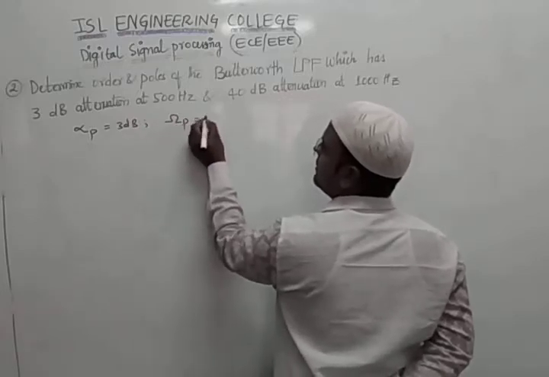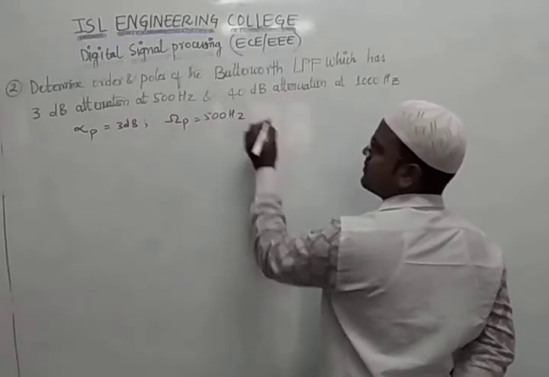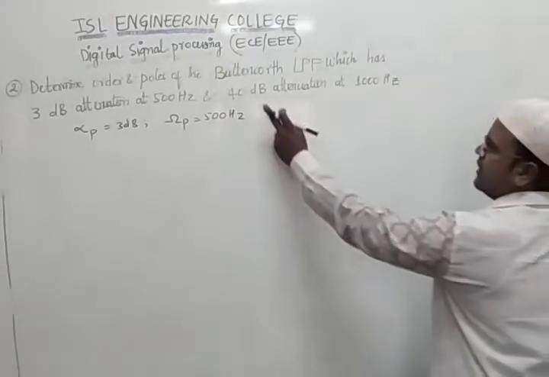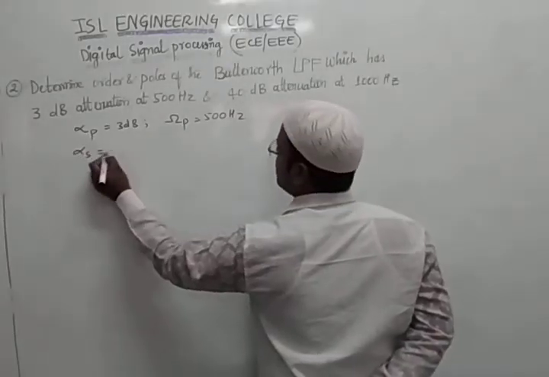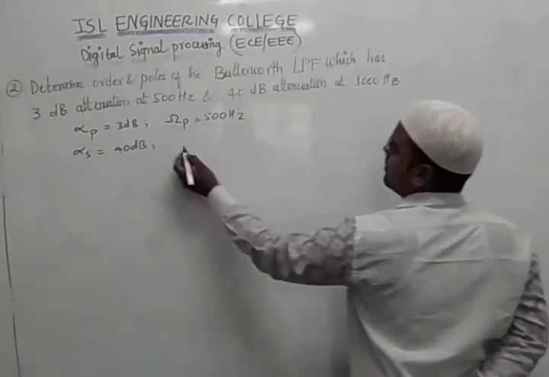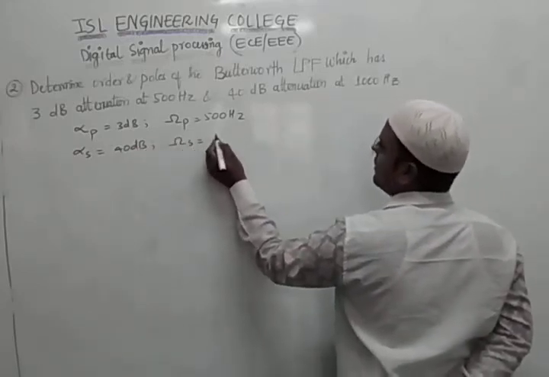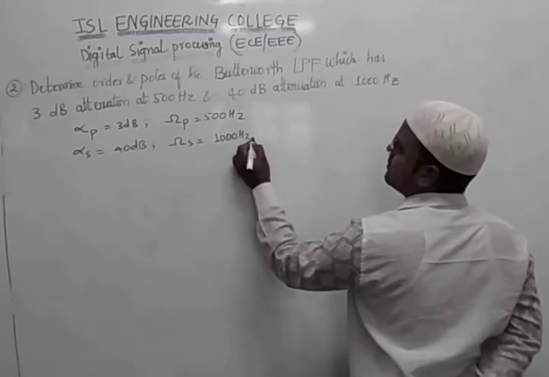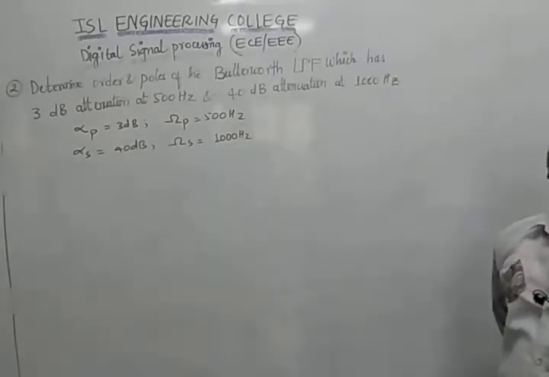Omega p is how many? 500 Hz. Likewise, next thing, alpha s is the stop band. It is 40 dB, and omega s is 1000 hertz. But our frequency needs to be in radian per second.